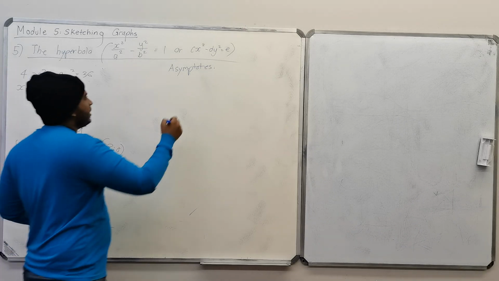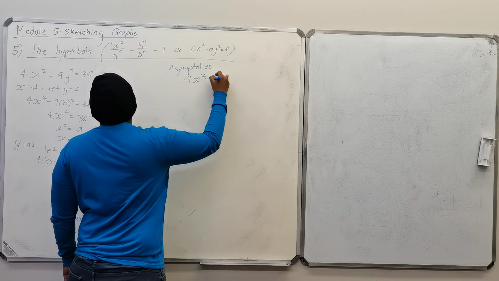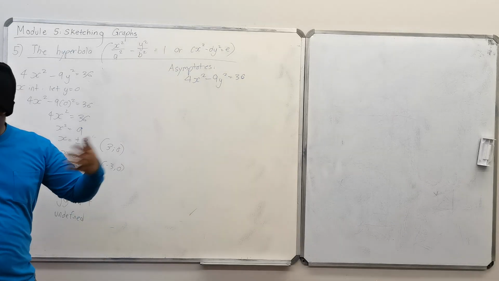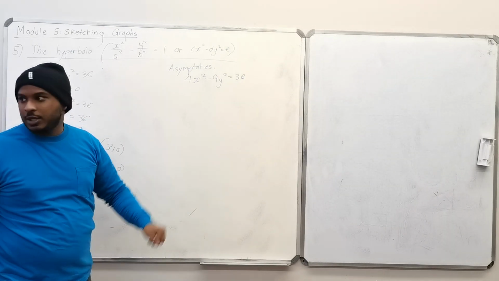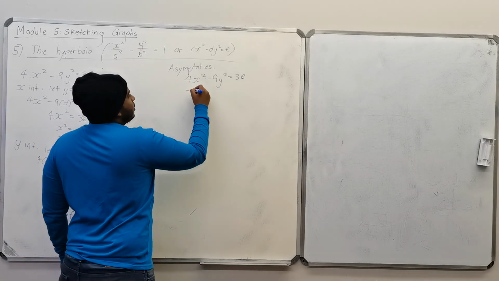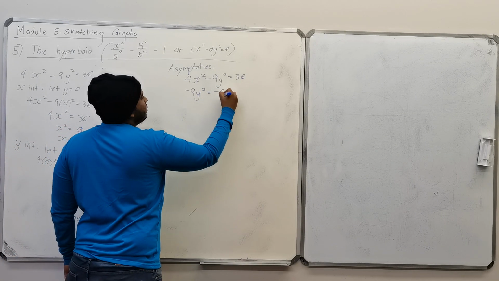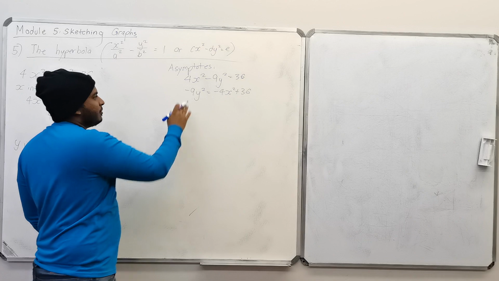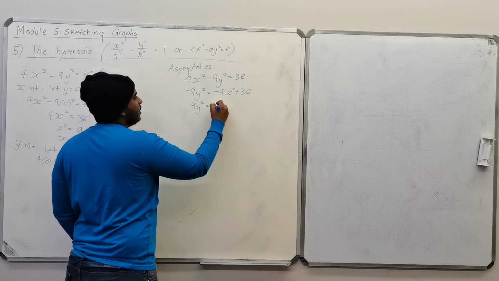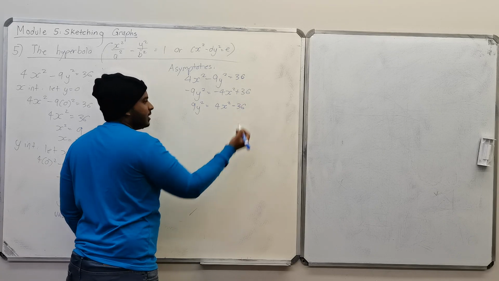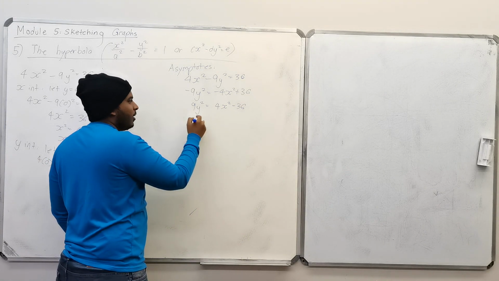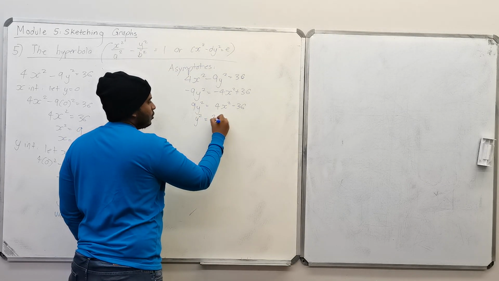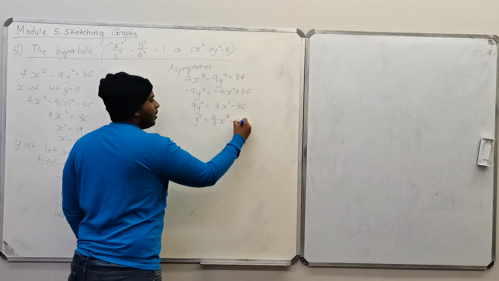Right? So, how I got that there was, I said 4x squared minus 9y squared is equal to 36. That's our hyperbola equation. Right? I want to convert it into a straight line equation, so I'm going to make y the subject of the formula. So I'm going to say minus 9y squared is equal to minus 4x squared plus 36. Okay. Divide by the negative sign. 9y squared is equal to 4x squared minus 36. Divide by the 9. y squared is equal to 4 over 9, which is 2 over 3 all squared, x squared minus 4.